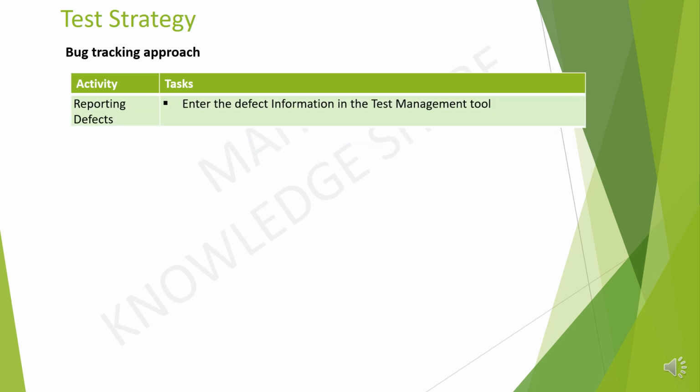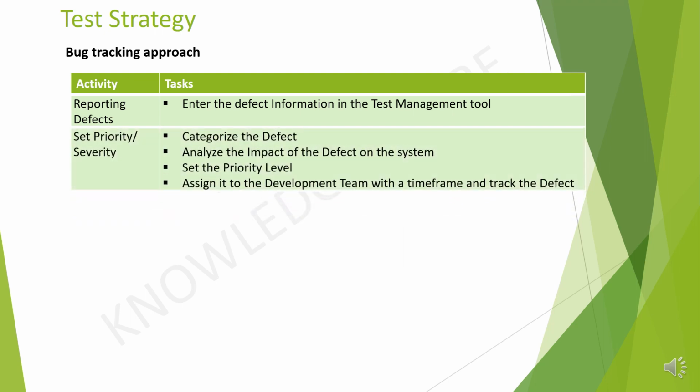First activity in bug tracking approach is defect reporting. The testing team need to enter the defect information in the test management tool. Next activity is setting the priority and severity for the defect.